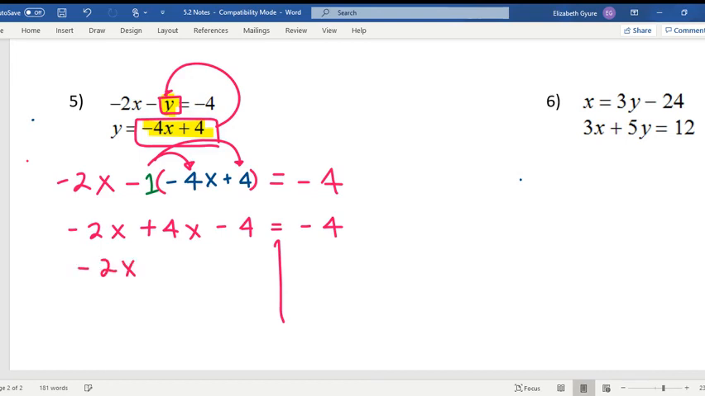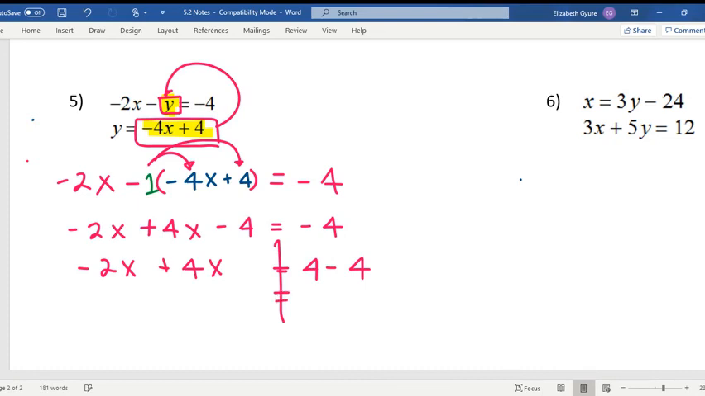So 2 columns, negative 2x, should it stay or go? Stays. And people at home, you can chime in too. Positive 4x, stay or go? Stays. What about this first negative 4? Good, yeah, it's going to go and become positive. And what about our other negative 4? Stays, and it stays negative, right?